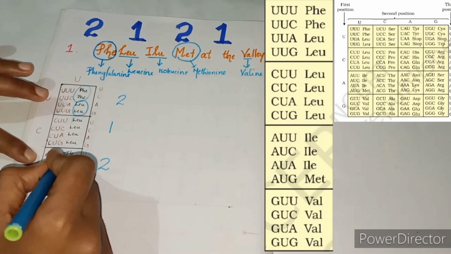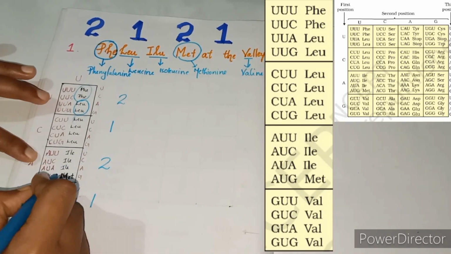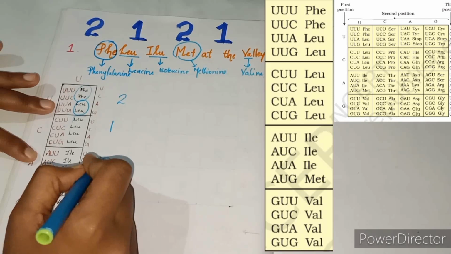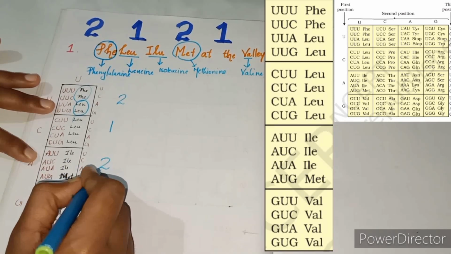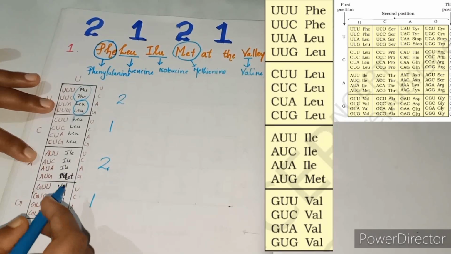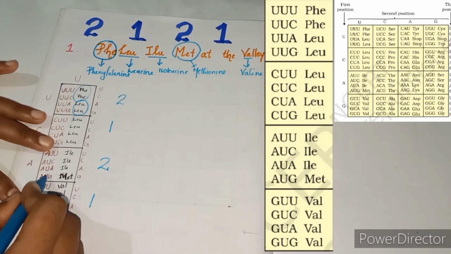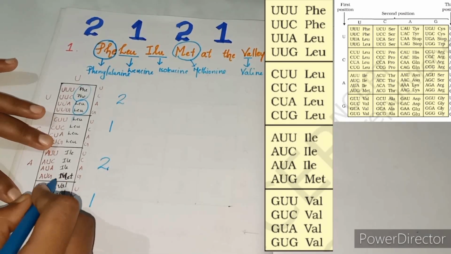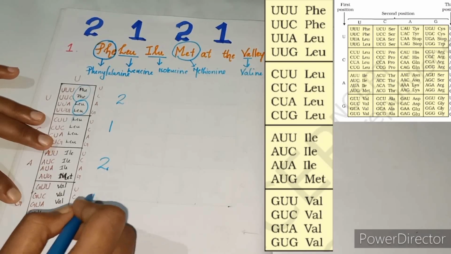And here three codons code for isoleucine and one codon codes for methionine, and here there are two amino acids and we give them the number 2. And here it codes for only one amino acid, that is valine, and we give the number 1.